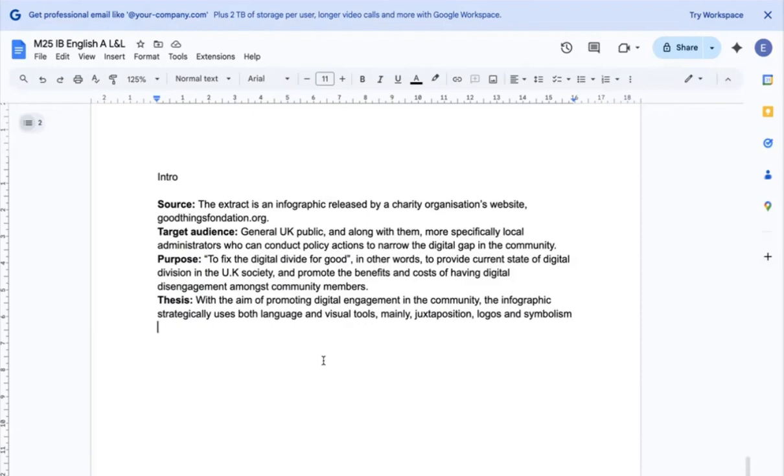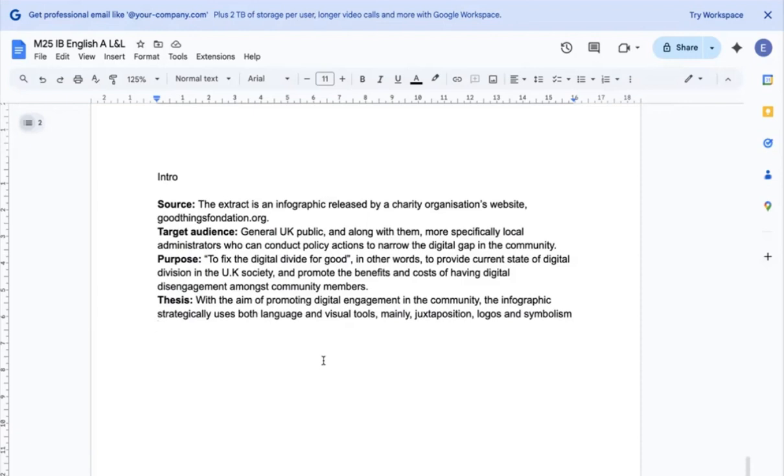Next is its potential target audience. Probably it's going to target the general UK public. And along with them, more specifically, I want to say local administrators are going to be one of them, because they can conduct policy actions to narrow the digital gap in the community.